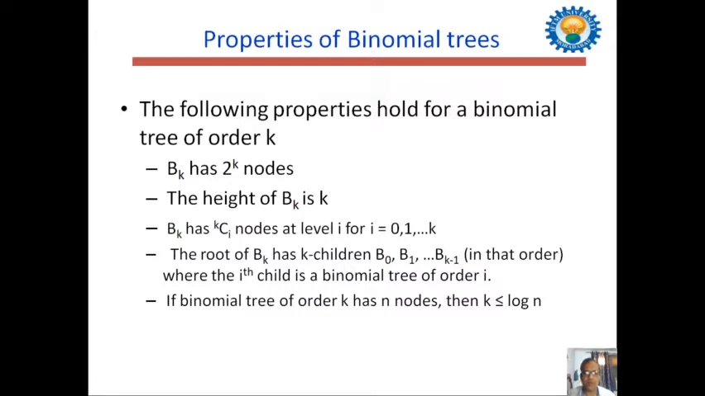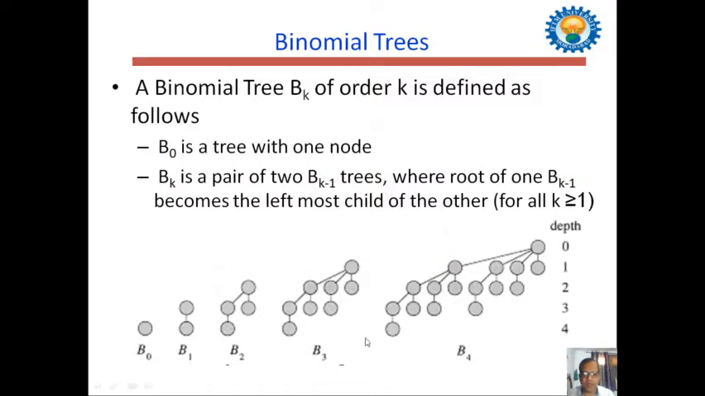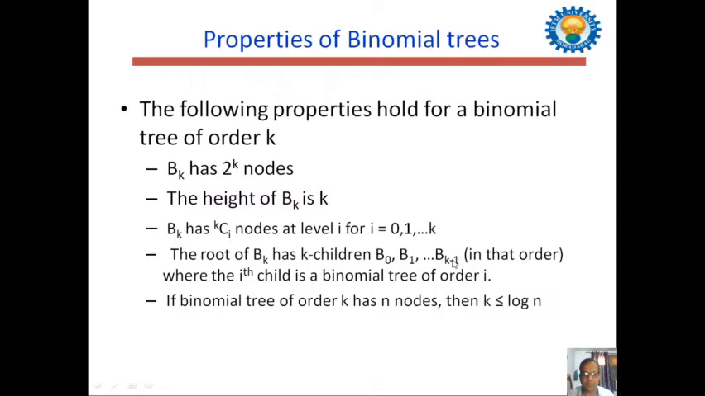B0, B1, B2 up to Bk minus 1. As we can see, suppose this time we take the B3 binomial tree. In B3 there are 3 children. One is B0, second is B1, third is B2. Similarly in B4, B0, B1, B2 and B3, where the ith child is a binomial tree of order i. If a binomial tree of order k has n nodes, then k will be less than or equal to log n. Okay, so these are the properties of binomial trees.